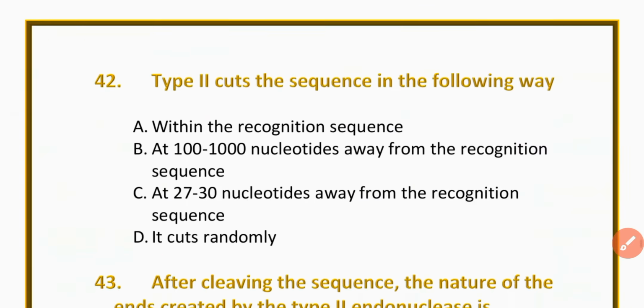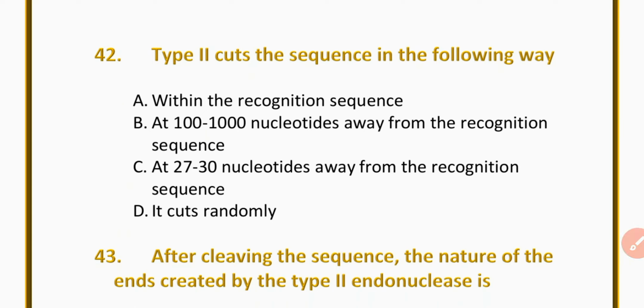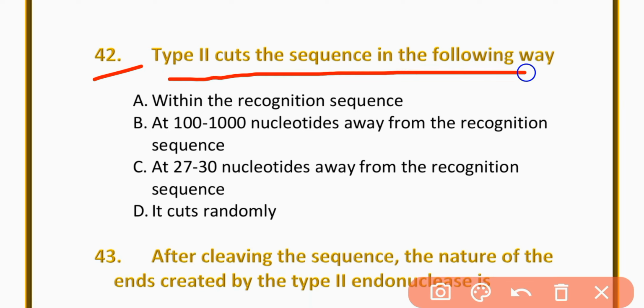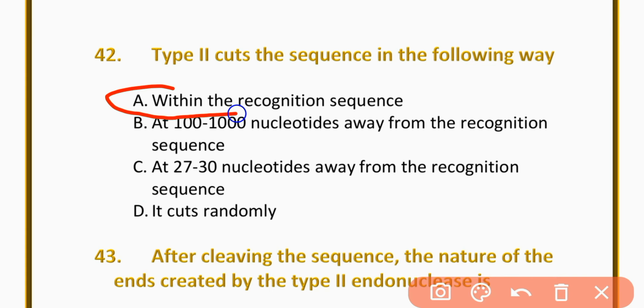MCQ number 42. Type 2 cuts the sequence in the following way. A. Within the recognition sequence. B. At 100 to 1000 nucleotides away from the recognition sequence. C. At 27 to 30 nucleotides away from recognition sequence. D. It cuts randomly. The correct option is option A, within recognition sequence.